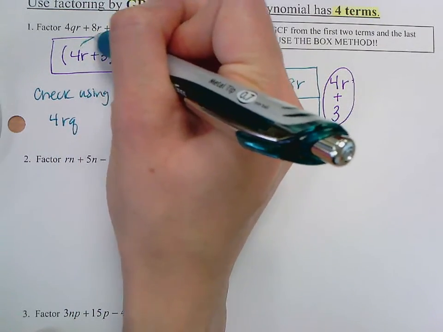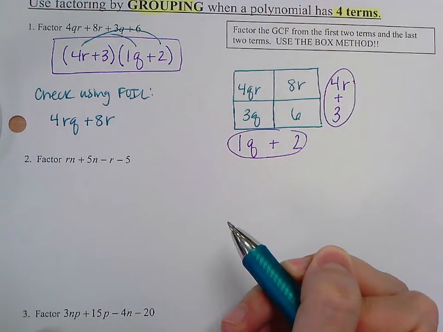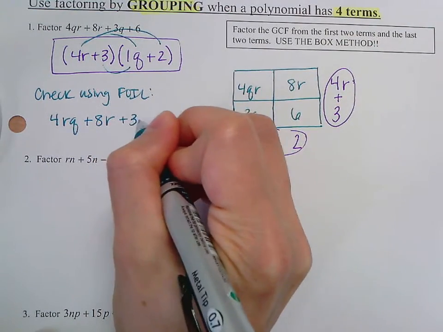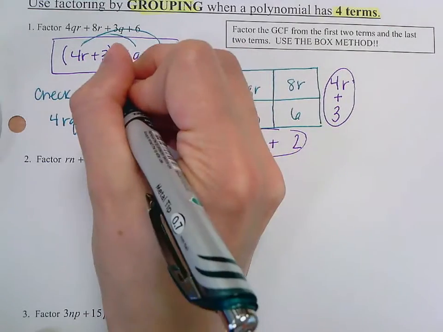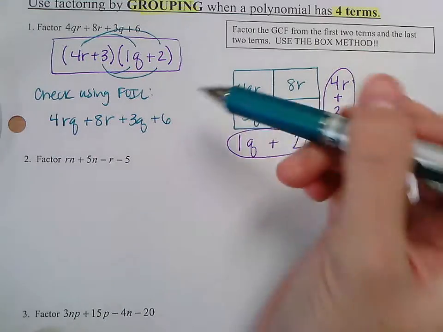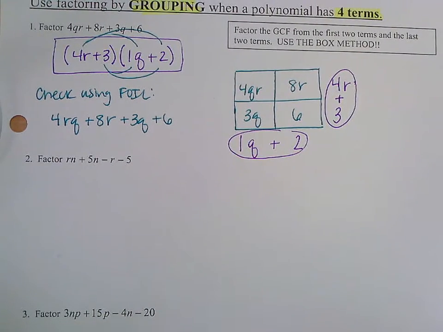And then I have 4R times 2 would be plus 8R. Then I have 3 times 1Q, so plus 3Q. And then 3 times 2 is plus 6. And so I got what I started with. That's how I know I factored it correctly. Okay, reverse again. Reverse of what we did in the last chapter. Reverse of multiplying. Questions there?